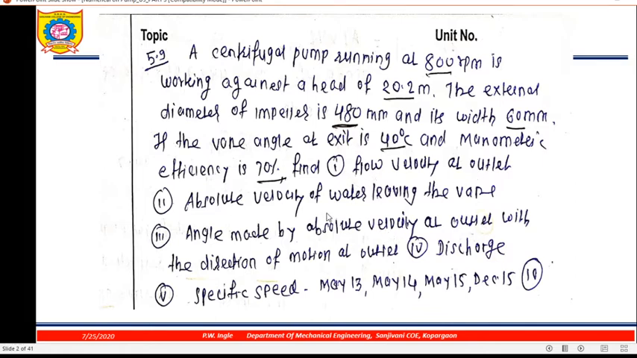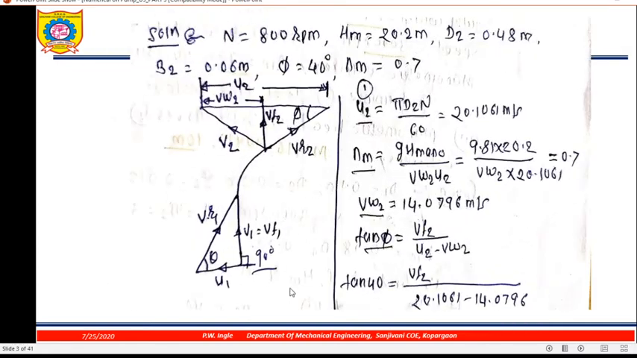Absolute velocity of water leaving the vane. Angle made by absolute velocity at outlet with the direction of motion at outlet. Discharge and specific speed. Okay, so we'll solve step by step.